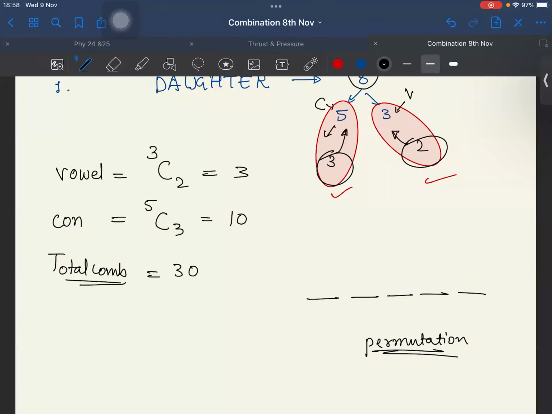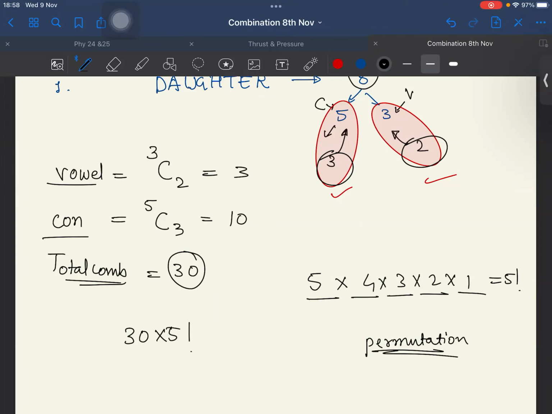Why? Because you have already selected, so you have a total of 30 combinations of vowels and consonants, right? Now those can be arranged among themselves. There are a total of 5 letters here, so how many letters can go? Either of the 5, into 4, into 3, into 2, into 1. That means 5 factorial, isn't it? So the total combination will be 30 into 5 factorial.